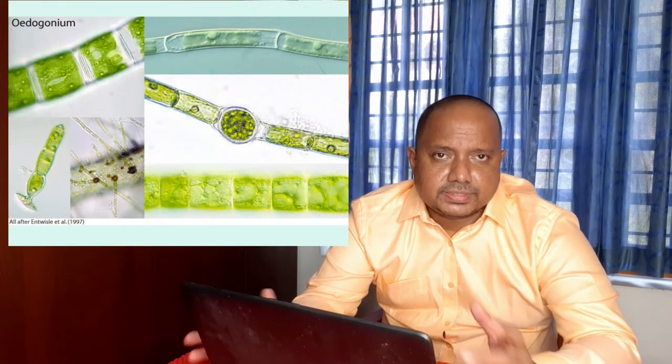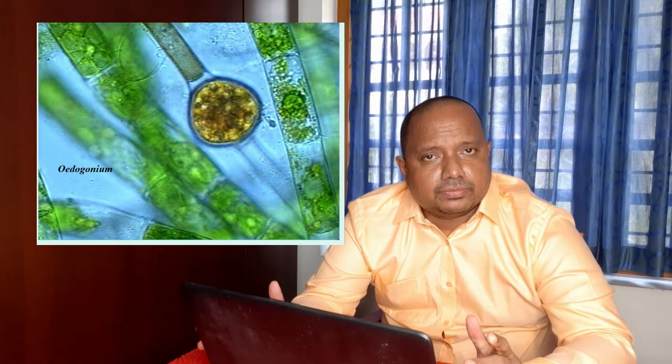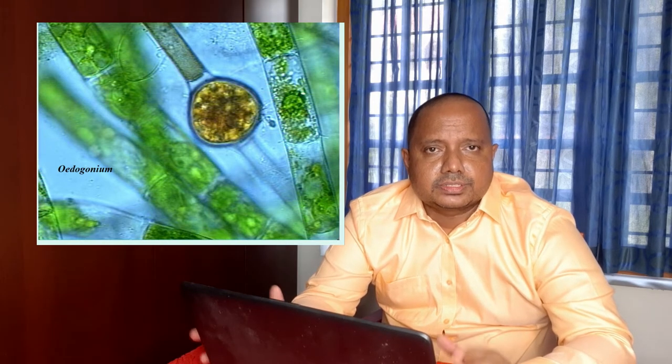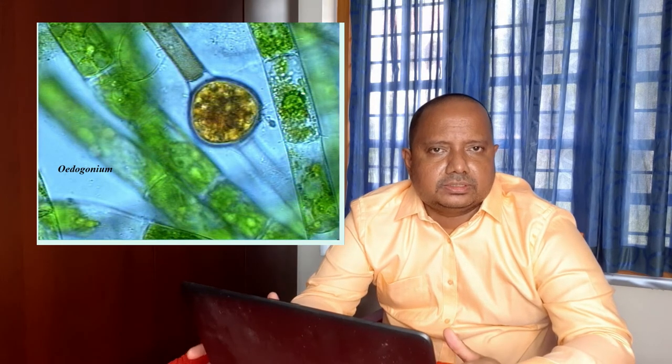These are different stages of the life cycle of Oedogonium. You will see all these in detail. There is a single filament, there are some reproductive structures, there is a young filament, and the fertilized egg or zygote is there. So these are the structures we meet with when dealing with Oedogonium.